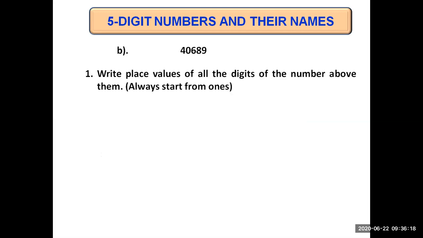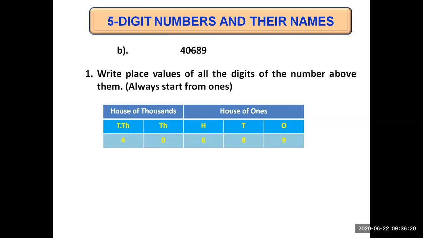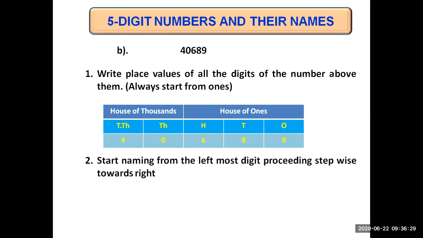Here is another example, the number 40689. Follow the same steps again. Write the place values of all the digits above them. Always start from ones. Then start naming the number from the leftmost digit, from the biggest place value, proceeding stepwise towards the right. House of thousands has the biggest place values in this number. In the house of thousands we have 40, so we say it's 40,000.